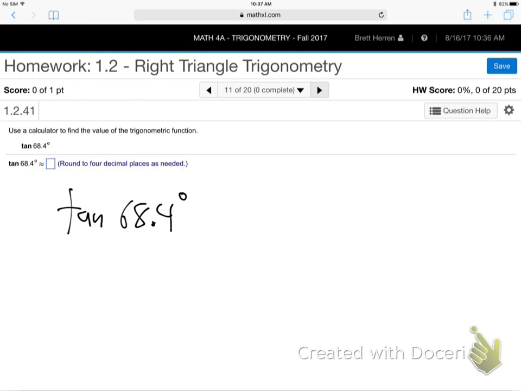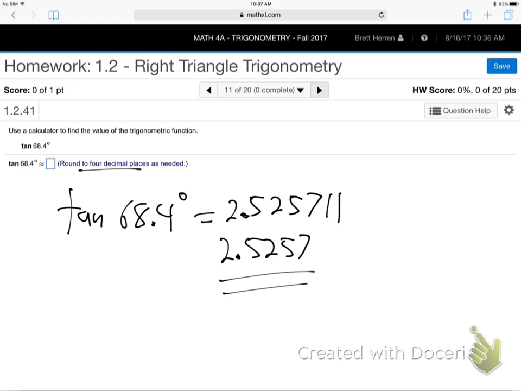So this one's degree mode. I got, for example, 2.5257. They want 4 places, so round to 4 places. 2.5257. Is that coming out okay?